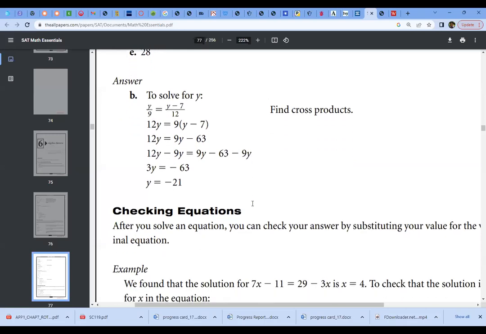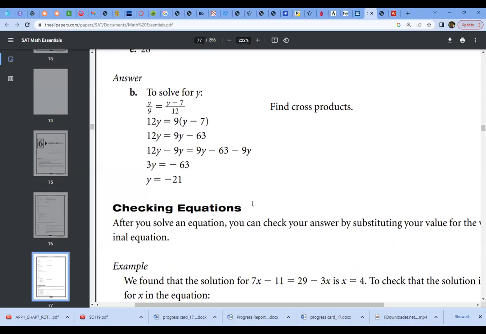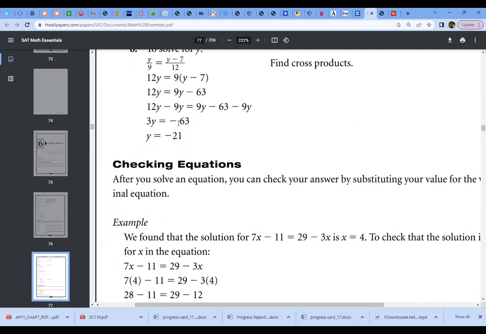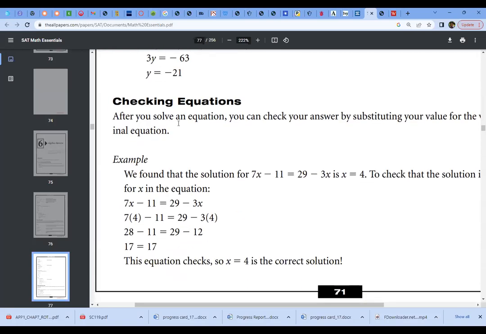Checking the equation: after you solve the equation, you can check it to make sure you are right. I know in the exam you don't have time to do this, but just in case you are not sure about your answer, you can take the value and put it in over here and over here and see if they are equal or not. Don't do this if you don't have time. This is only to check your answer.